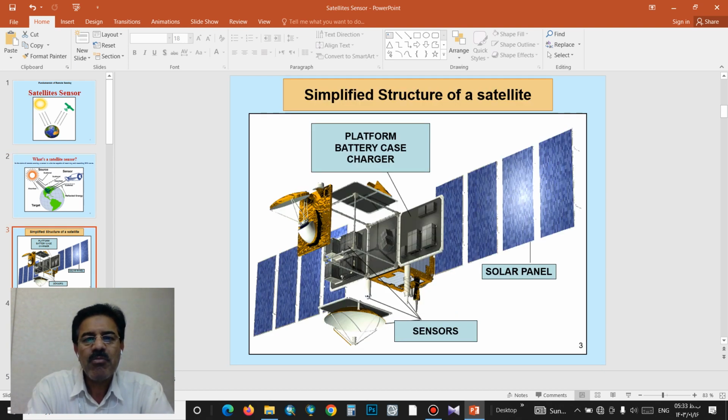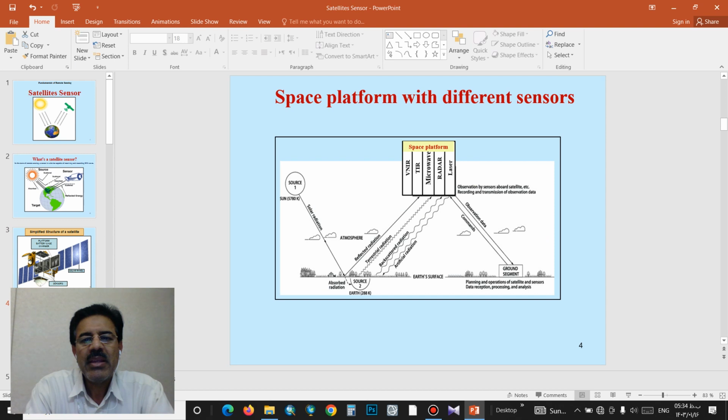According to this slide, it is showing the simplified structure of a satellite, including the platform, battery case, solar panel, and sensor. Space platforms carry different sensors. This slide is showing VNIR, TIR, microwave, radar, or laser sensors on a space platform.